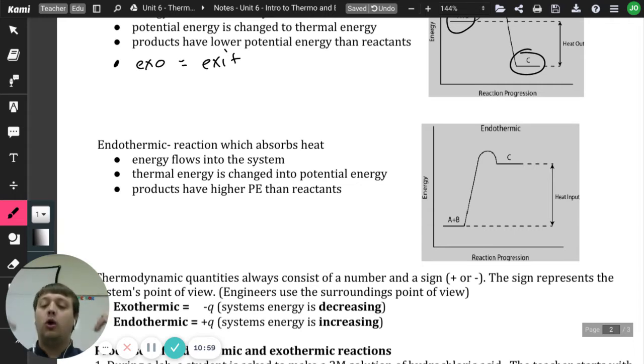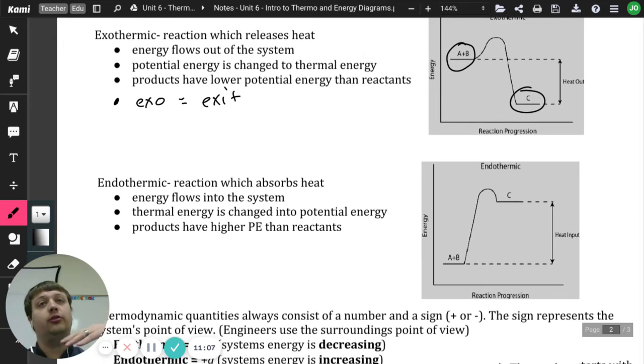Endothermic's where we absorb heat, and that energy is going to flow into the system, so from the surroundings to the system, versus exo would be from the system to the surroundings. The thermal energy is changed to potential energy. Why? Because it's being absorbed in, so it's being stored. And then those products are going to have a higher potential energy than the reactants.